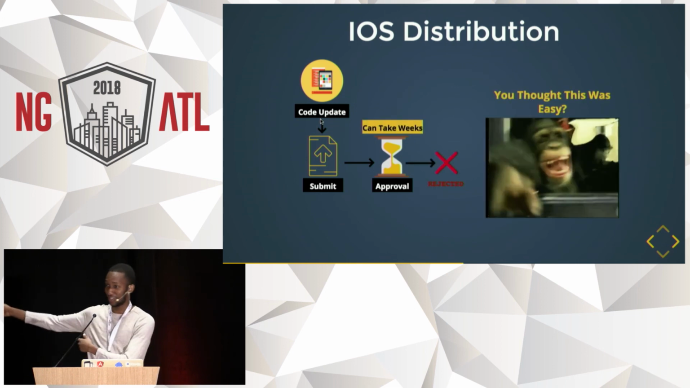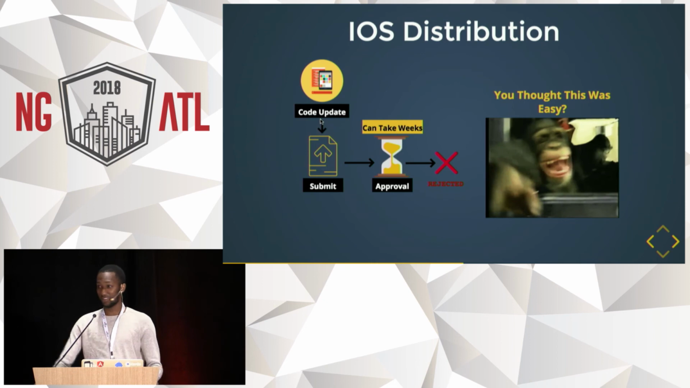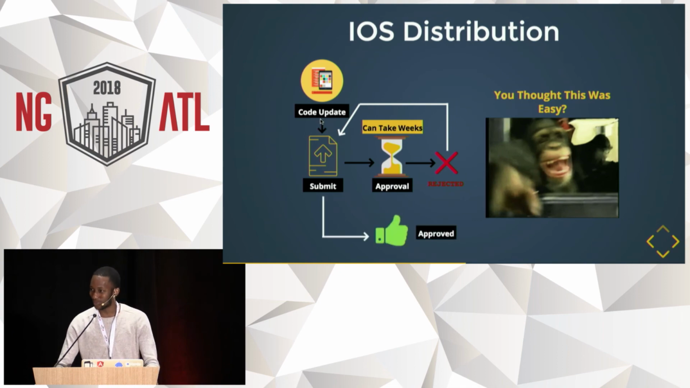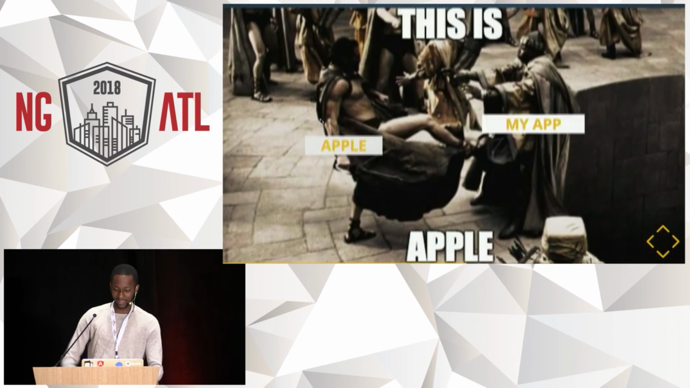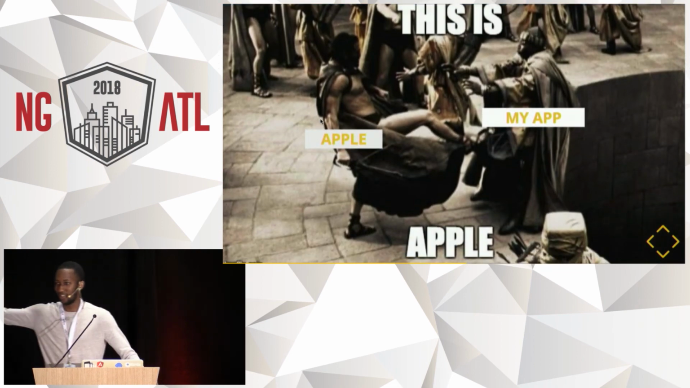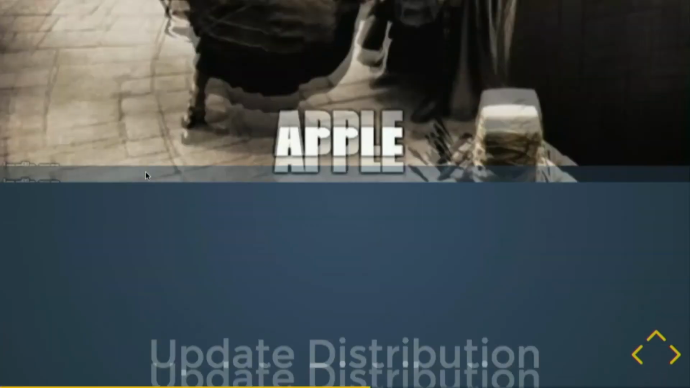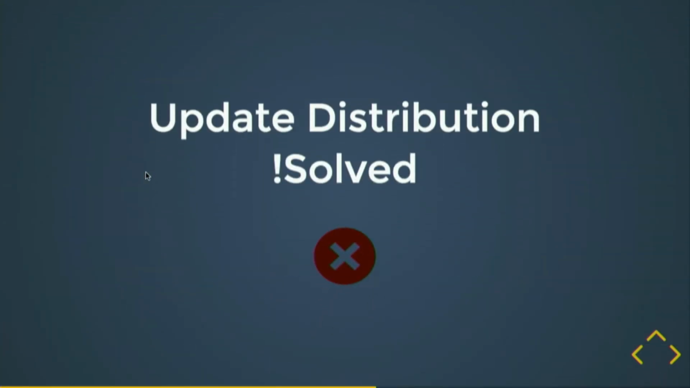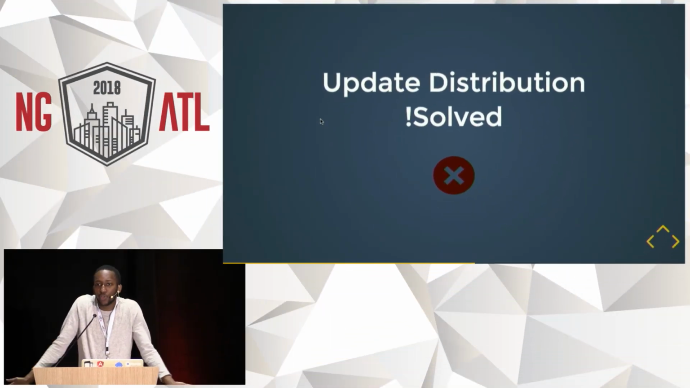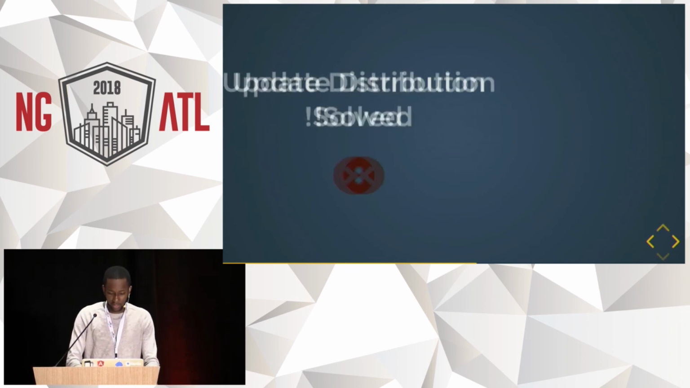And then this happens again. And then you submit the same binary. And then a week later, they say, good, welcome to the App Store again. Okay. This is what Apple does to your apps, literally. They completely murder you on the App Store. We want to distribute as quick as we want to. How? Is there a better way?